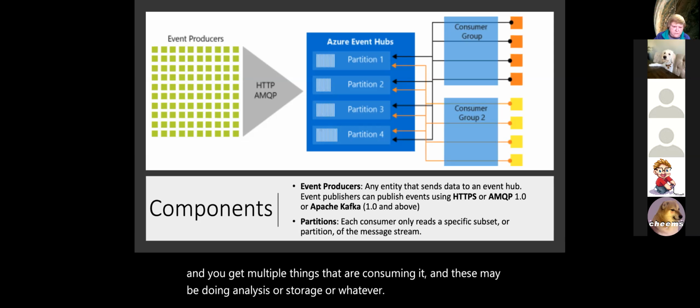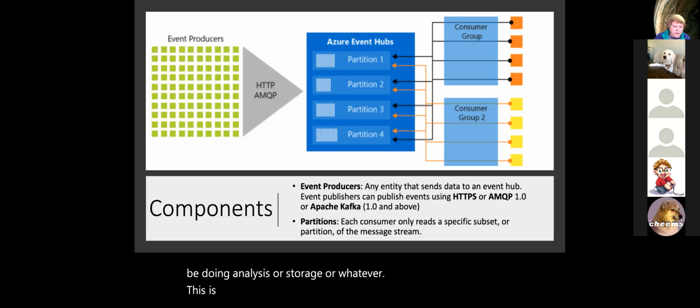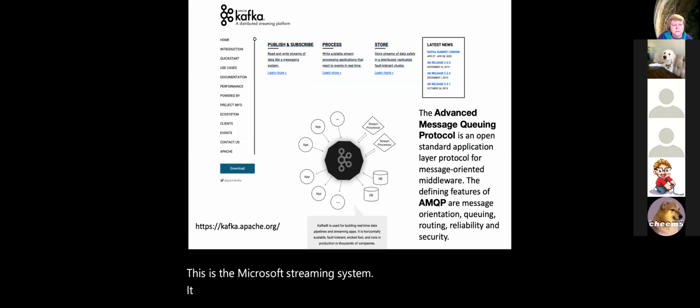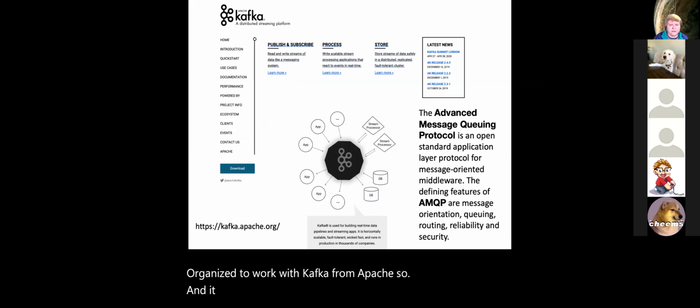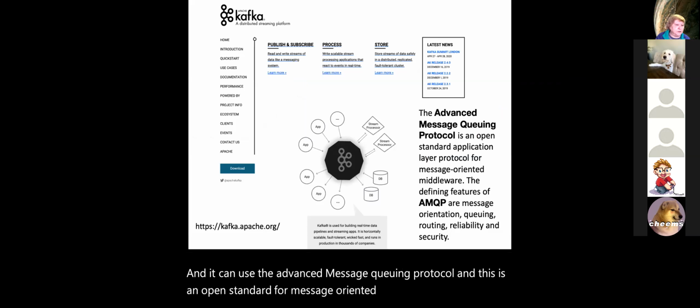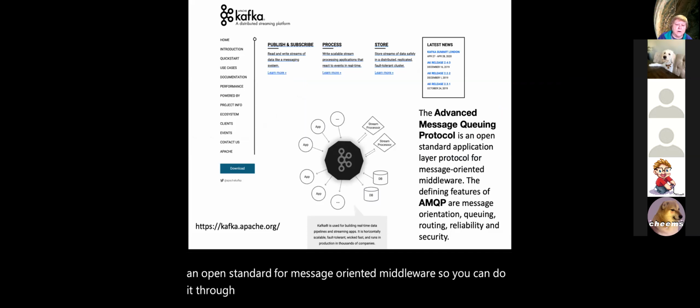The Microsoft streaming system is organized to work with Kafka from Apache. It can use the Advanced Message Queuing Protocol, an open standard for message-oriented middleware. So you can do it through HTTP, HTTPS, or AMQP, and you can use Kafka to organize all of this. It's integrated fully with that.